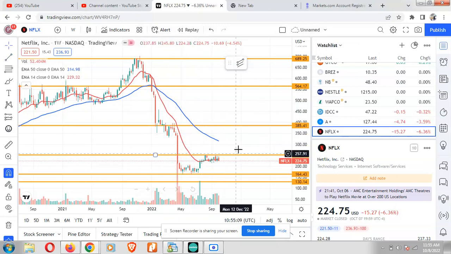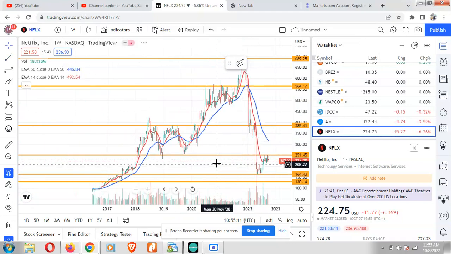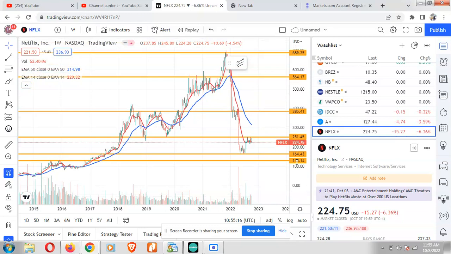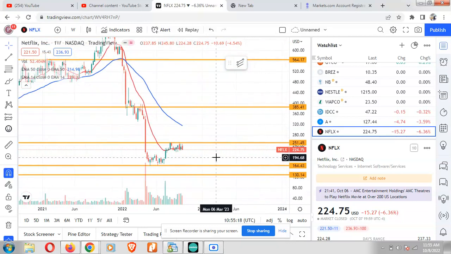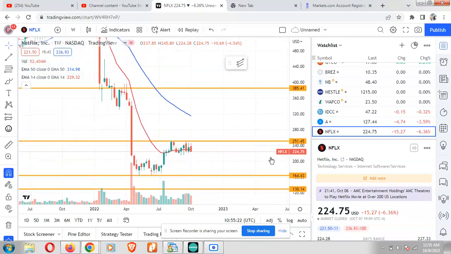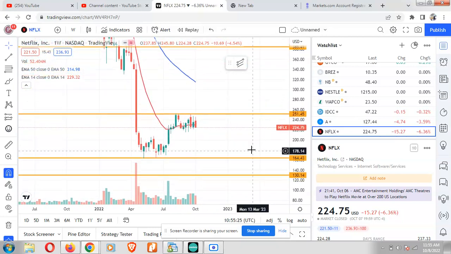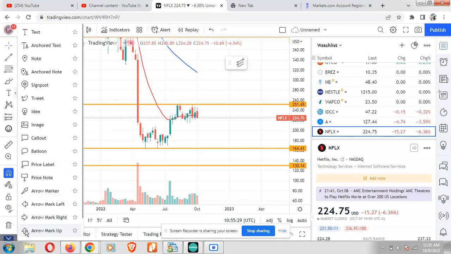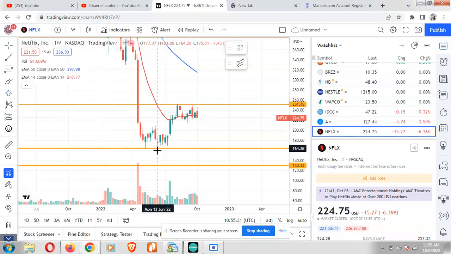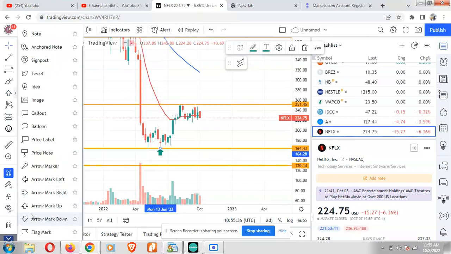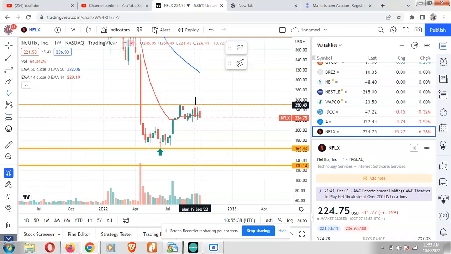So how do I come about these lines? Let me quickly explain to you. It's an area of support, gentlemen, and resistance. Let me enlarge it so that you can see it better. So here, the arrow up is what? Support. The arrow down here is what? Resistance.